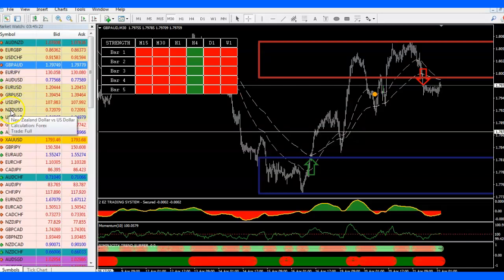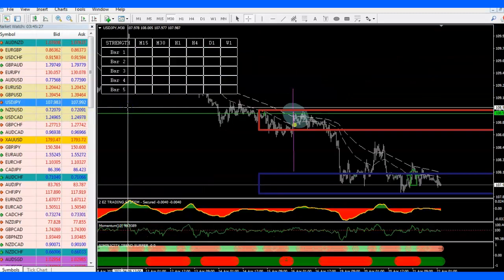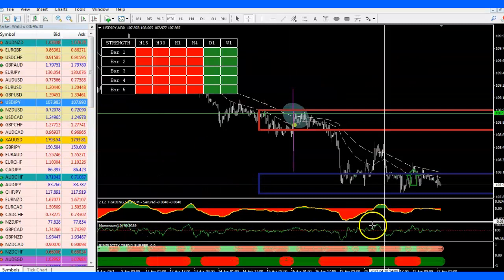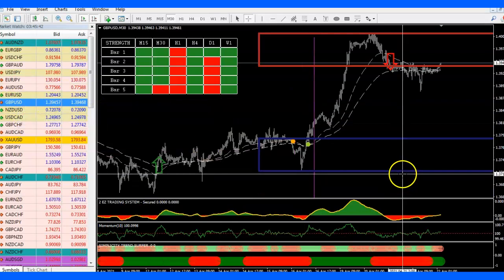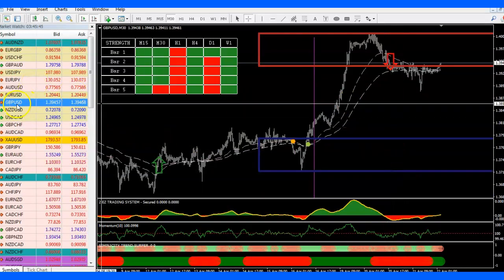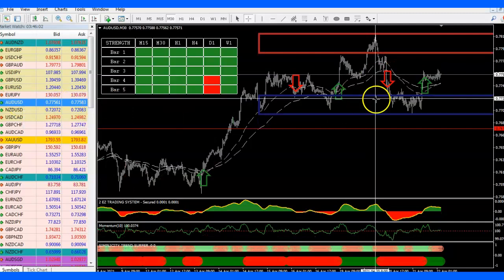Boom, GBP/AUD, NZD/USD, USD/JPY. Okay, that one has possibilities. We'll see how it looks in the morning after London. Then GBP/USD, we saw that one. That one looks good also. It has a 30-minute arrow. Euro/USD. That one looks good too. We'll see how it looks in the morning. And AUD/USD. Did we check that one already? I don't like that one too much.